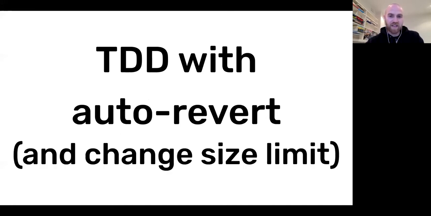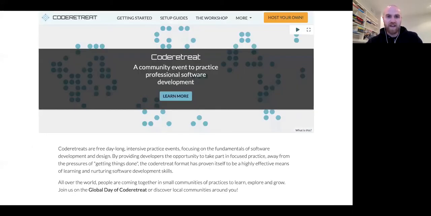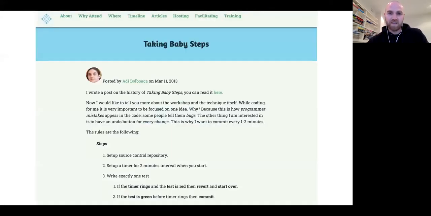Part 1 will be test-driven development with auto-revert and change size limit, which limits the amount of changes you can do at a time. To be fair, auto-revert was originally, I think, called baby steps. At least that's where I heard about this technique. As far as I could track, it was proposed by Adi Balbaka, and that's the blog post. So that's the history of it.